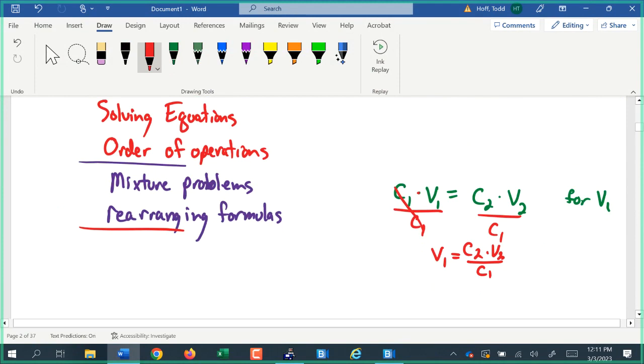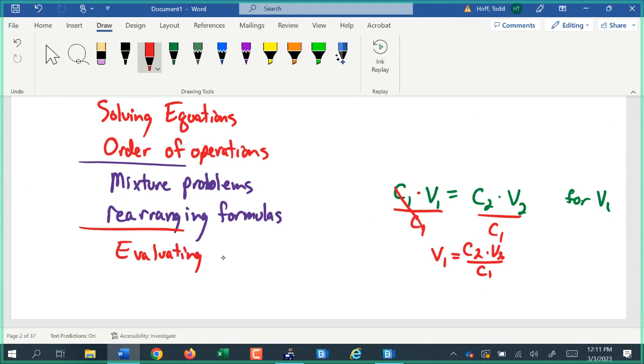Another one that you've seen before will be evaluating an expression. In other words, this is just using formulas. If I give you a formula and I give you the value of every variable in the formula except for one, find the value of the formula. So it's partly order of operations, partly solving equations.